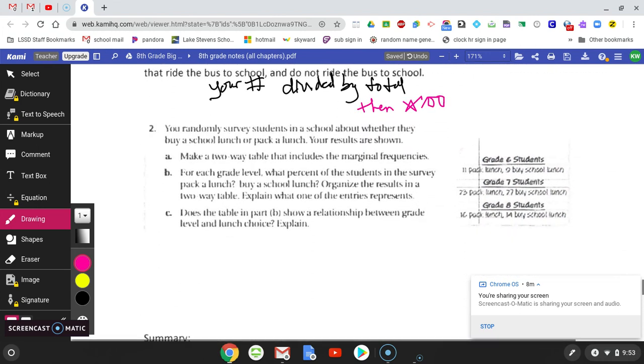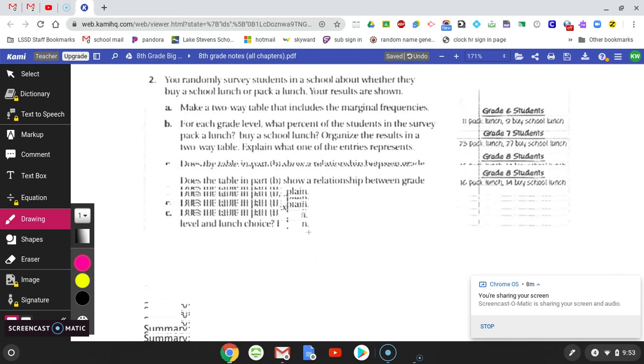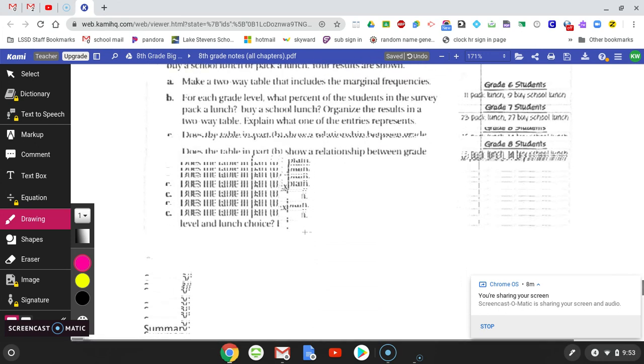Okay. We have one more. It says you randomly survey students in a school about whether they buy a school lunch or pack a lunch. The results are shown. We're going to make a two-way table that does include our marginal frequencies.